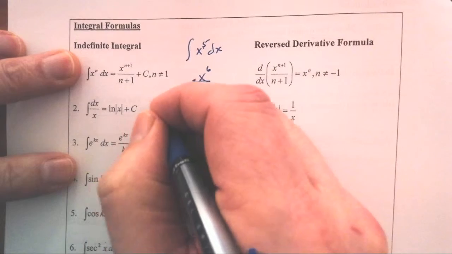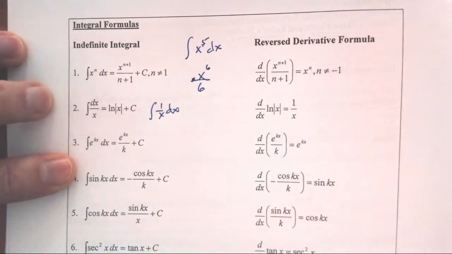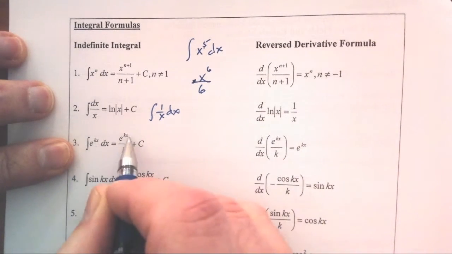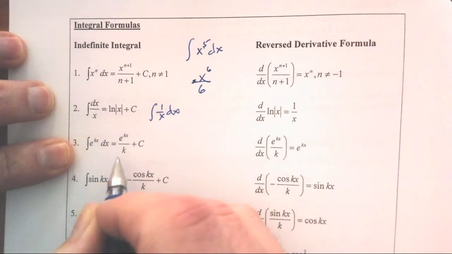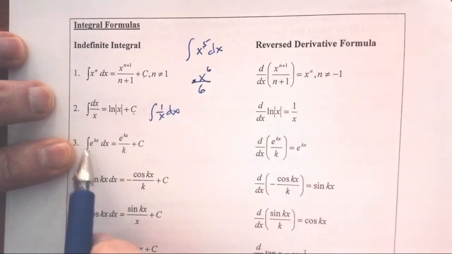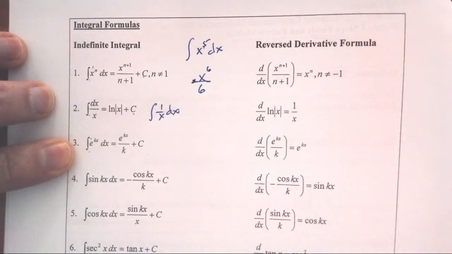Hopefully, if we think of this thing as the integral of 1 on x dx, that is screaming ln to us. For e to the kx, the derivative of e to the kx is e to the kx times k, so we need to cancel the k. Notice every one of these has a plus c. They're indefinite. I don't have starting points or end points.